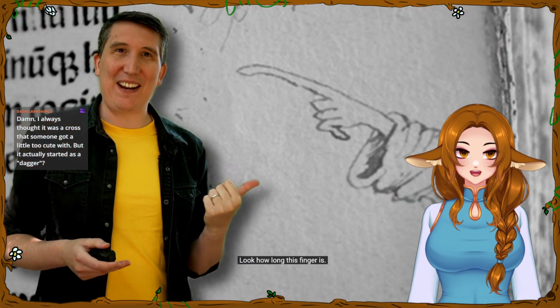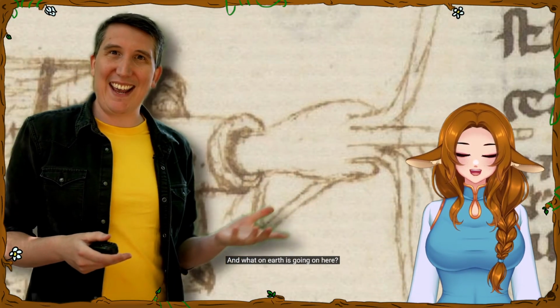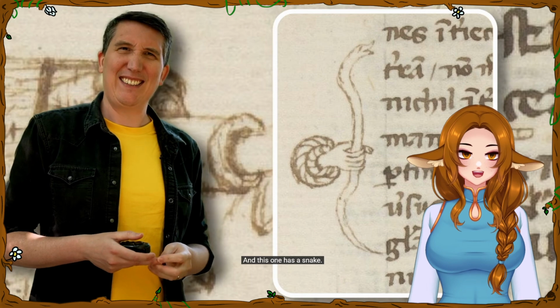Look how long this finger is, and this one. And what on earth's going on here? And this one has a snake.